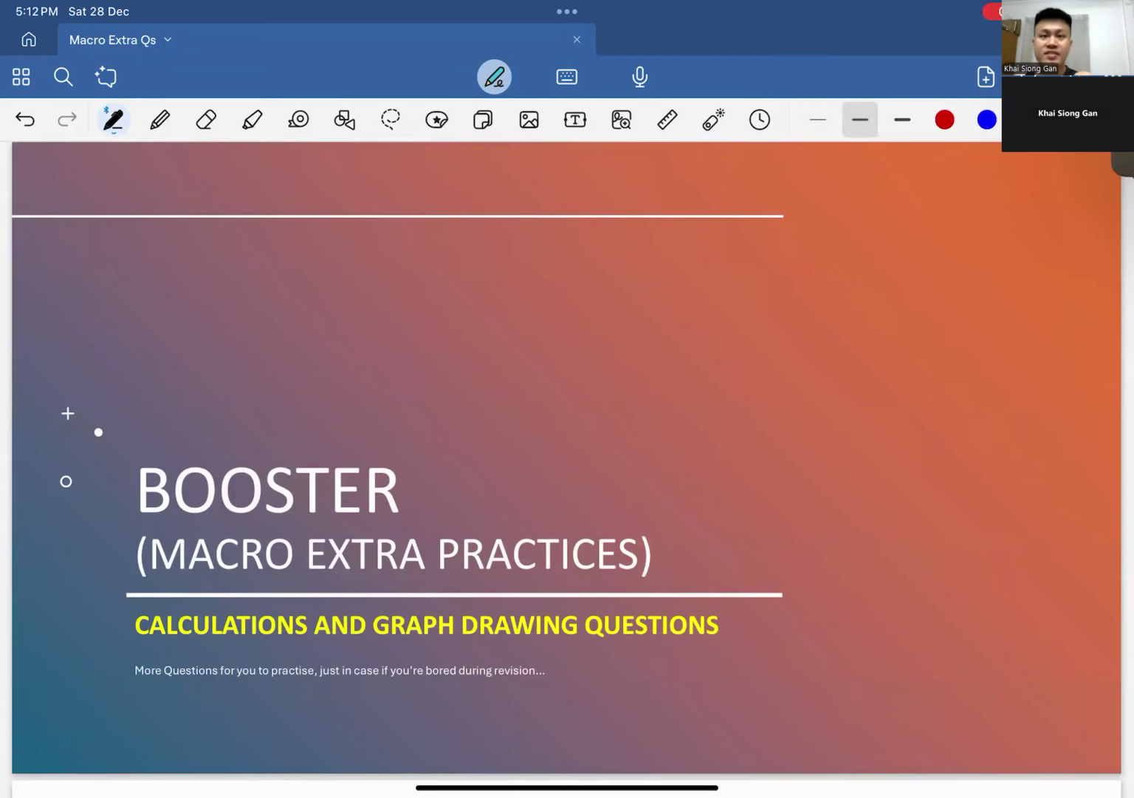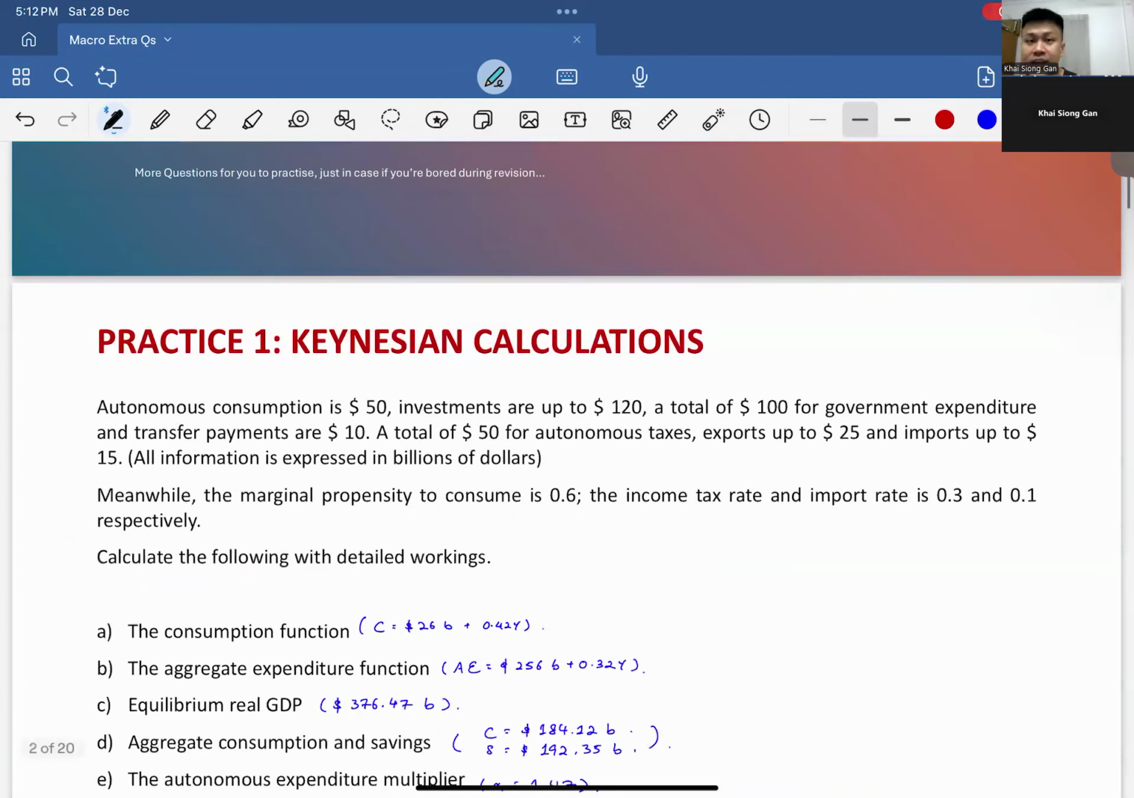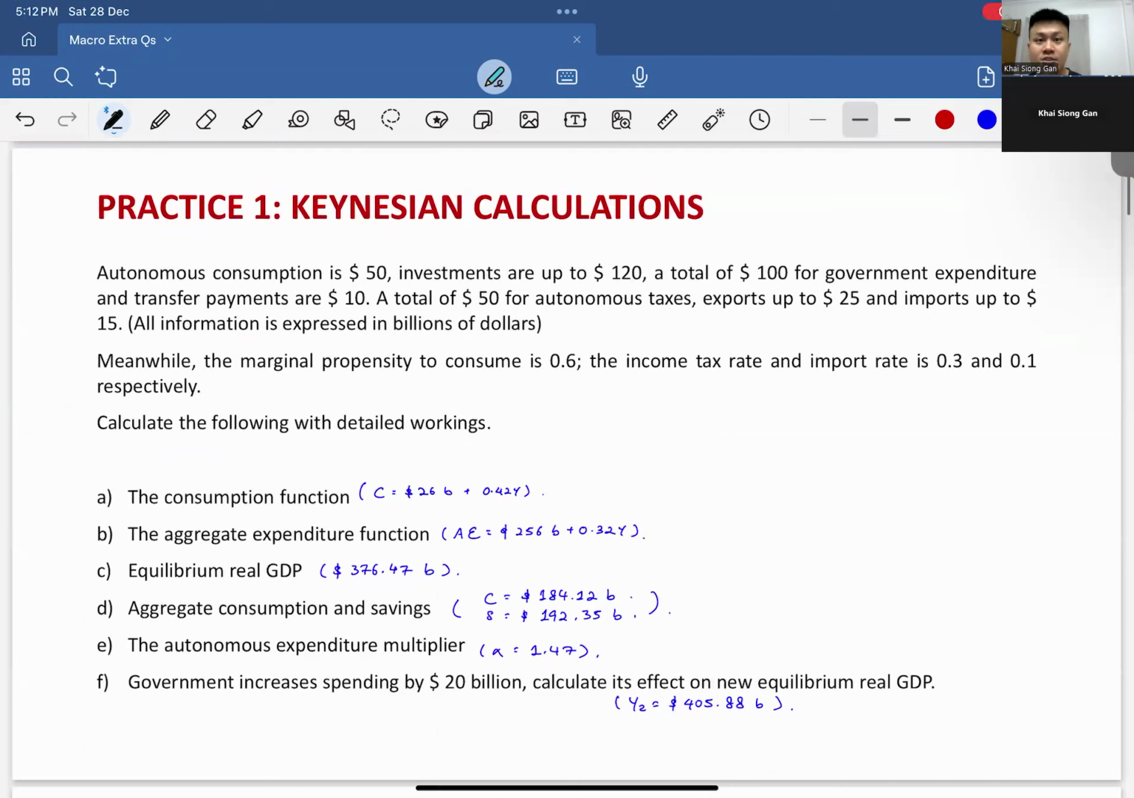So today we are going to work on some practice as part of your revision. The practice that I'm going to walk you through are mostly on calculations as well as graph drawing questions, which can be helpful for you as part of your revision. All right, without further ado, let's get started with the calculation questions first. I have provided you some calculation questions to practice, so that you can see whether you can get the right answers or not.